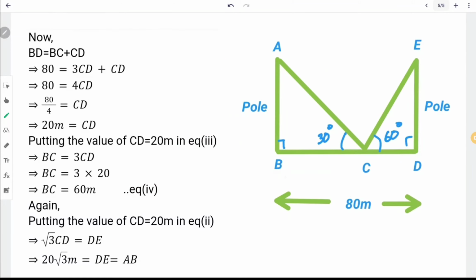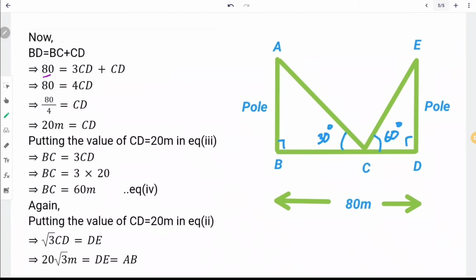Now let's go here. When you look at the rod, this BD, can we say it is made out of two parts? The first part is here, and then the second part is this, right? BD is the whole length. It is made of two parts, BC plus CD, and they've given us the length of the rod to be equal to 80 meters.